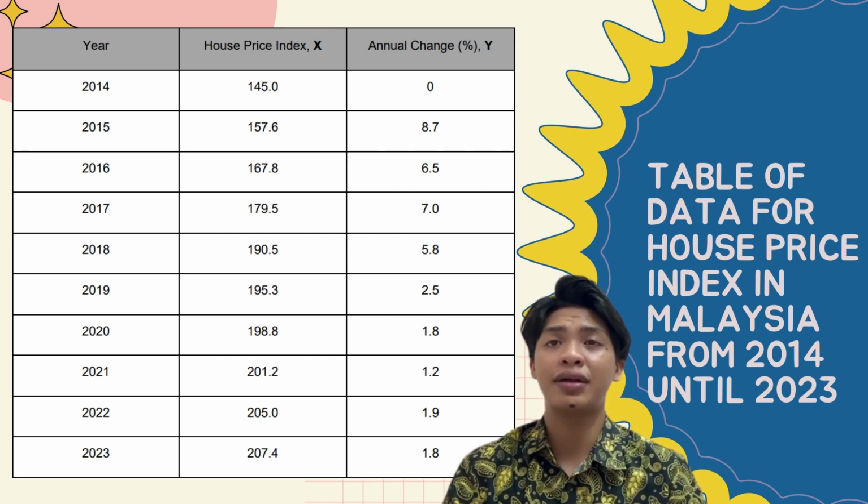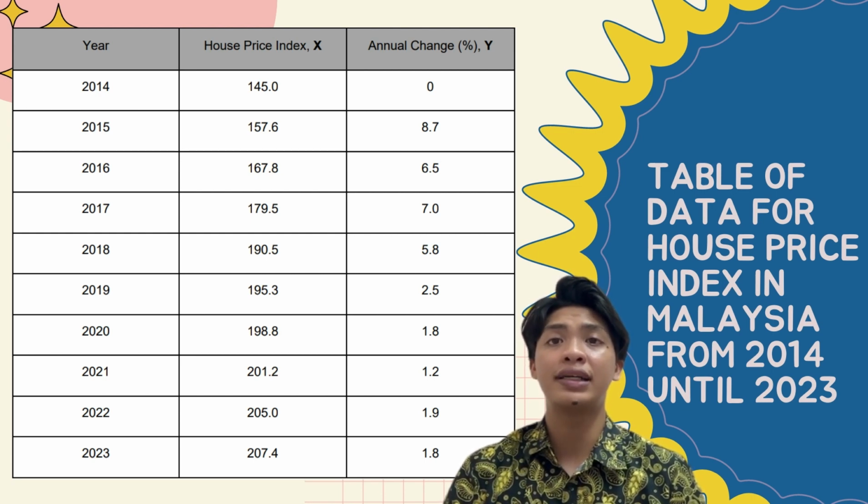The Malaysian House Price Index dataset contains annual data on the index of house prices in Malaysia from 2014 to 2023. The index is based on a weighted average of prices of different types of residential properties across different states in Malaysia. This table consists of 10 rows, which are the data points, and also 3 columns.